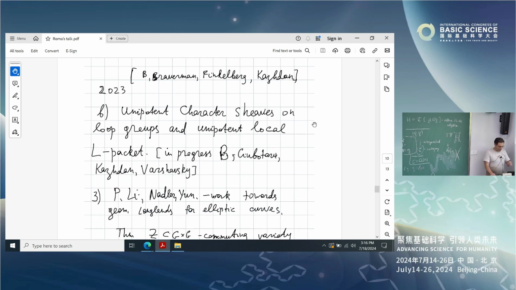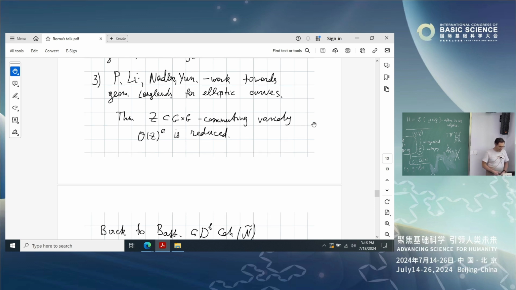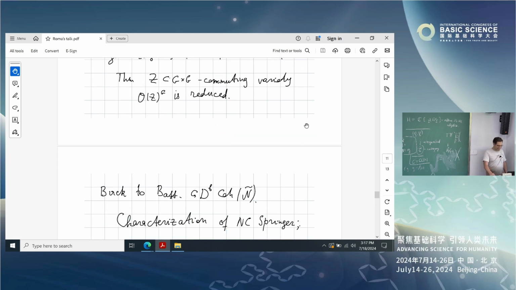And then there is work in progress, but I won't spend time on that. And I just want to mention one application that I was not involved in myself, by Lee, Nadler, and Yun, where they work towards geometric Langlands for elliptic curves. But I just want to mention the very concrete statement that they prove by heavily relying on this result, if I understand correctly, and its generalizations. So they take a reductive group, take a variety of commuting pairs, and there is an old problem in commutative algebra to show that it's reduced. So they show that it is reduced, and they show the ring of invariant functions. I don't know who is here, but ask him if you're interested.